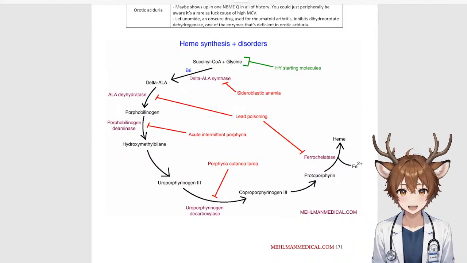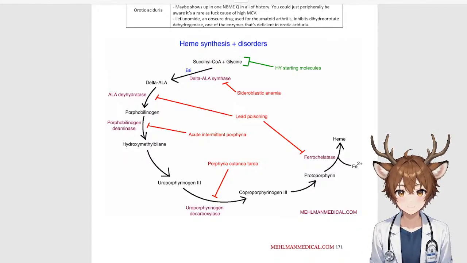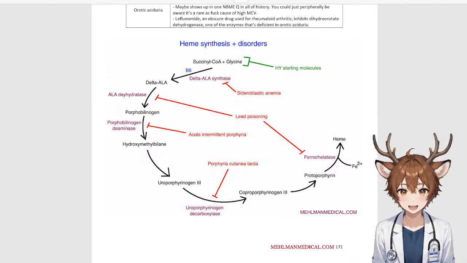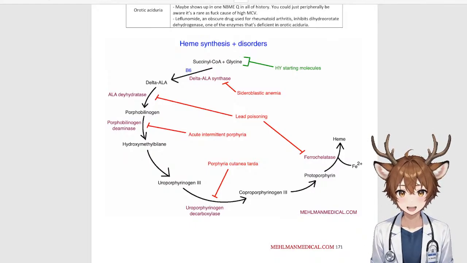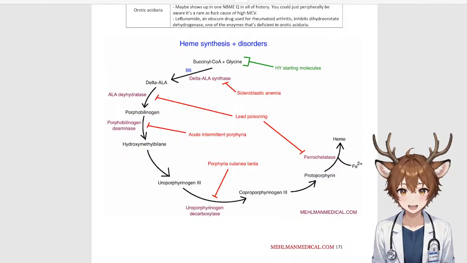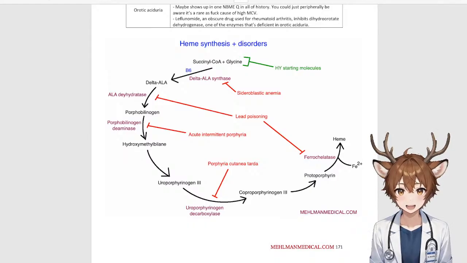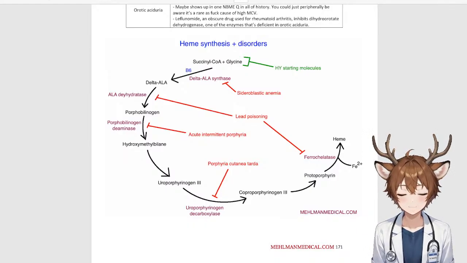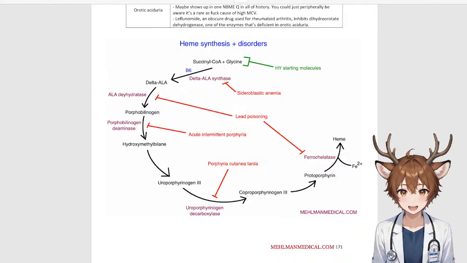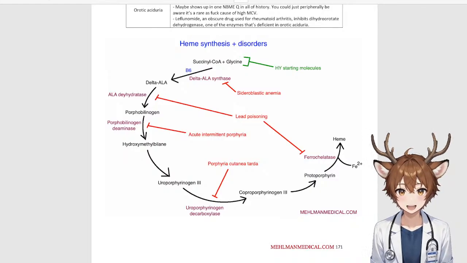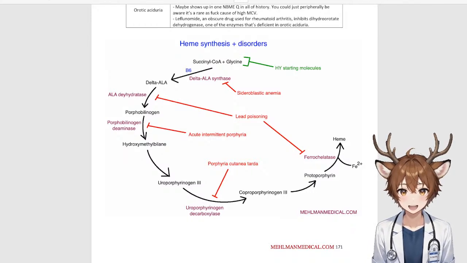So here's heme synthesis plus disorders. Succinyl-CoA plus glycine are the high-yield starting molecules. B6 and delta-ALA synthase help convert the succinyl-CoA and glycine into delta-ALA, and then ALA dehydratase converts it into porphobilinogen, and then porphobilinogen deaminase converts it into hydroxymethylbilane, and that's converted into uroporphyrinogen III.